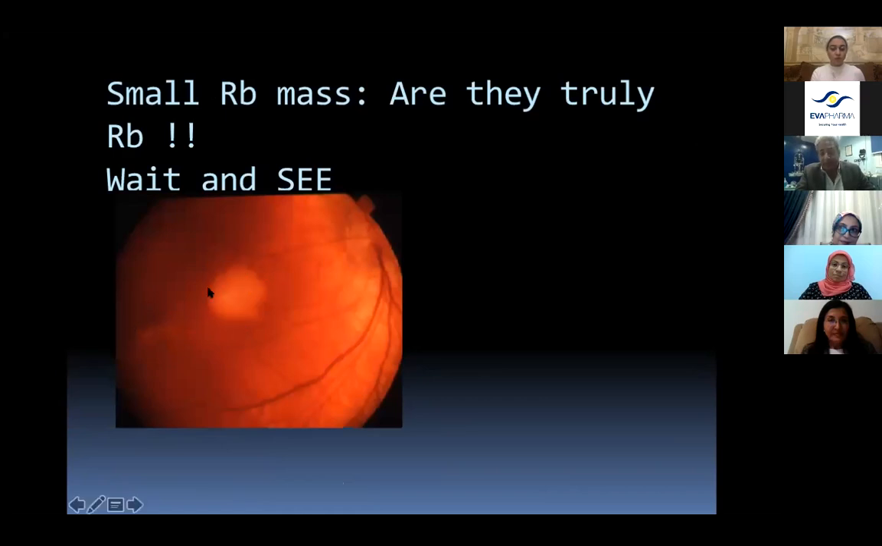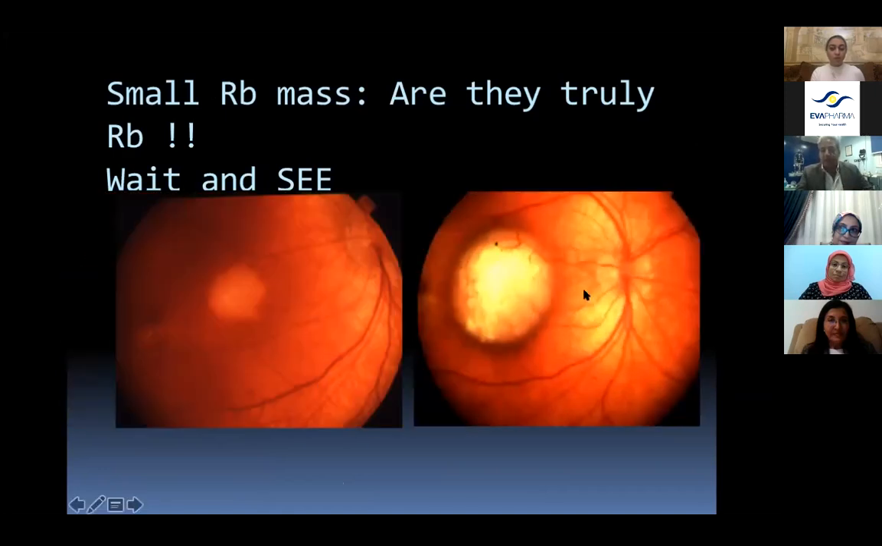If we see a similar lesion and we are in doubt, just wait for a couple of weeks. If you don't see vitritis, wait for a couple of weeks to see whether the tumor will grow. This is a huge differentiating point between a small granuloma and a growing malignant tumor like retinoblastoma. So if you're not sure, do not go and decide anything for the patient. Just wait a bit, and this little bit will help you confirm the diagnosis.